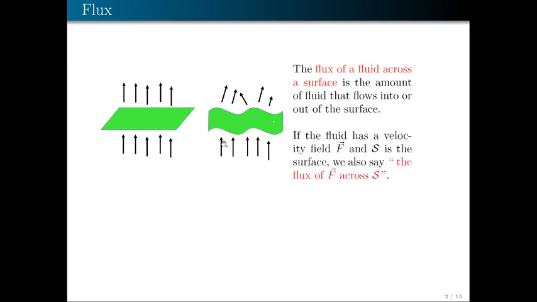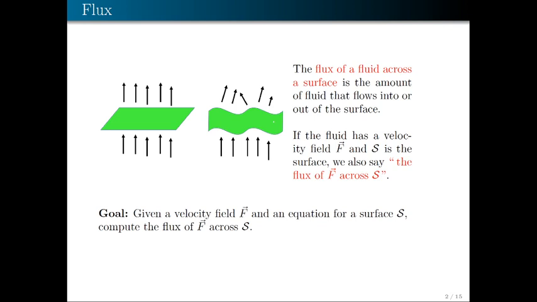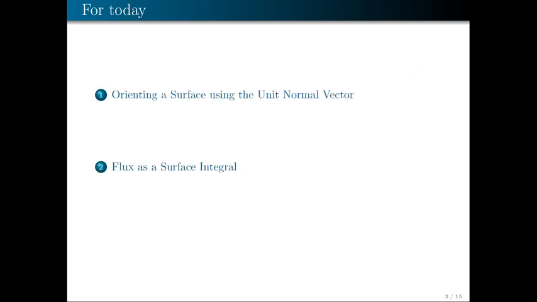Here we have a fluid and a surface, and the motion of the fluid is captured by its velocity, and it's modeled by a vector field. The question is, if you are given a fluid having velocity field F and the equation of our surface S, we want to compute the flux of F across that surface S. We'll be doing that by constructing an integral. Our lesson for today will basically have two parts. First, we shall look at how we can orient a surface using its normal vector, specifically the unit normal vector. Then we shall proceed to construct an integral that corresponds to the flux that we want to solve.